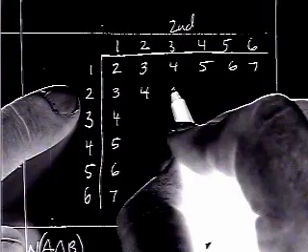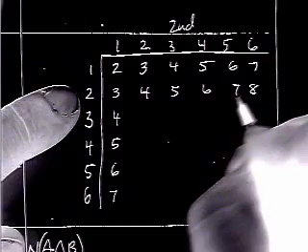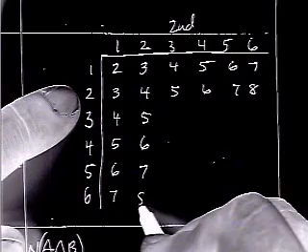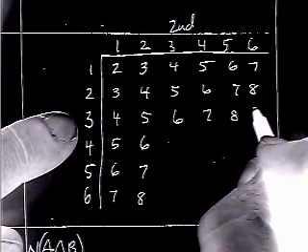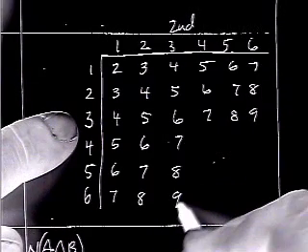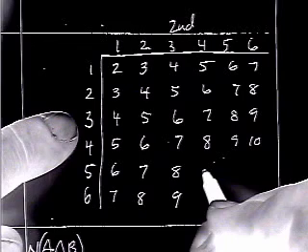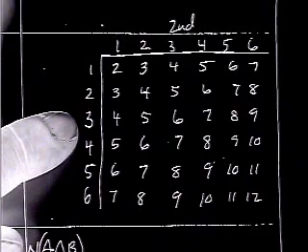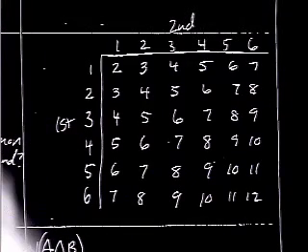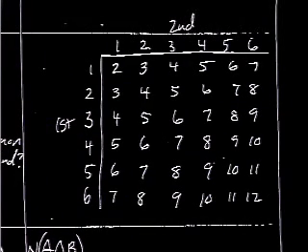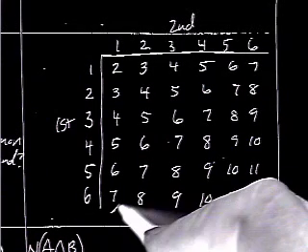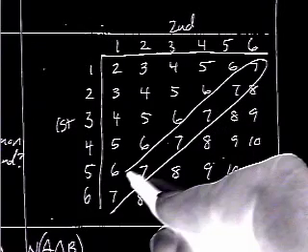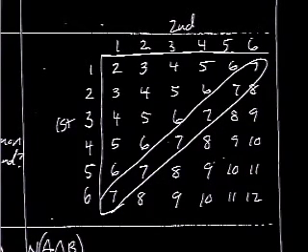A 2 and a 2 would be a 4. 5, 6, 7, 8, then 5, 6, 7, 8, 6, 7, 8, 9, 7, 8, 9, 8, 9, 10, 9, 10, 10, 11, 11, and 12. So here's the sample space for all the sums of combinations of rolling dice. And so I want to know the probability of rolling the sum of 7. Okay? Well, there are 6 of those out of 36.